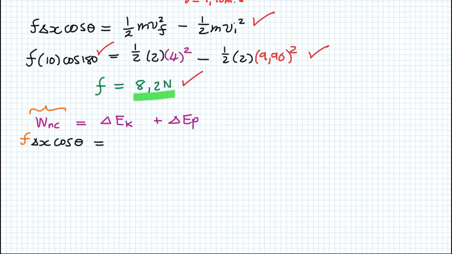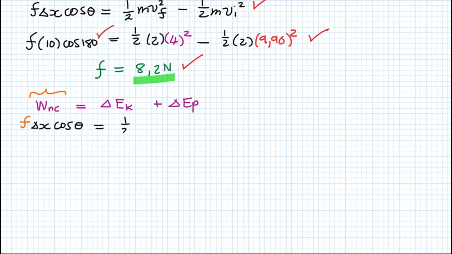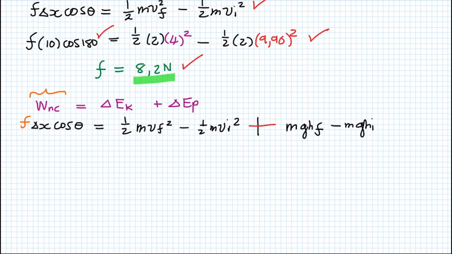The change in kinetic energy is exactly the same, half mv final squared minus half mv initial squared. The change in potential energy we're going to add, so we first write down a plus sign, and then we write down mgh final minus mgh initial. So this section over here is the change in kinetic energy, while this section is the change in potential energy. Now we can substitute into this formula. You're going to see we end up with exactly the same equation.